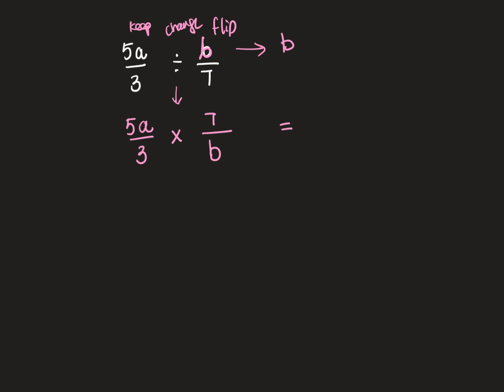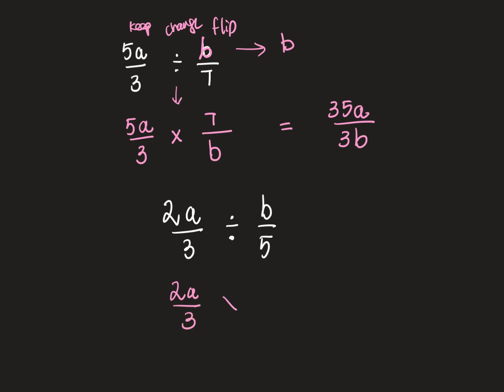Now it's just a multiplication problem. 5a times 7. 5 7s are 35, so 35a. 3 times b is 3b. Try this one. Okay, well, what do we do here? Remember, we keep the first one the same. We change the sign, and we flip the second one. Then we just multiply normally, like that.